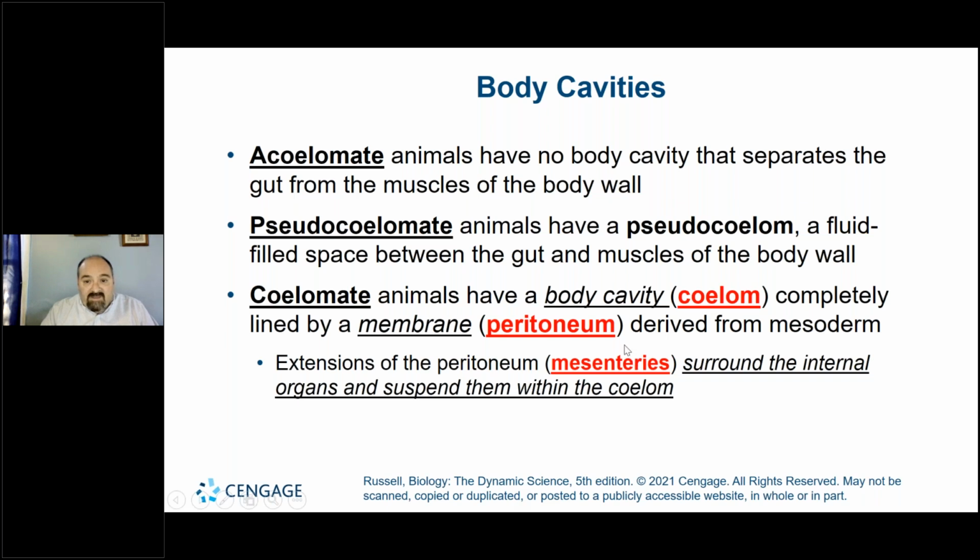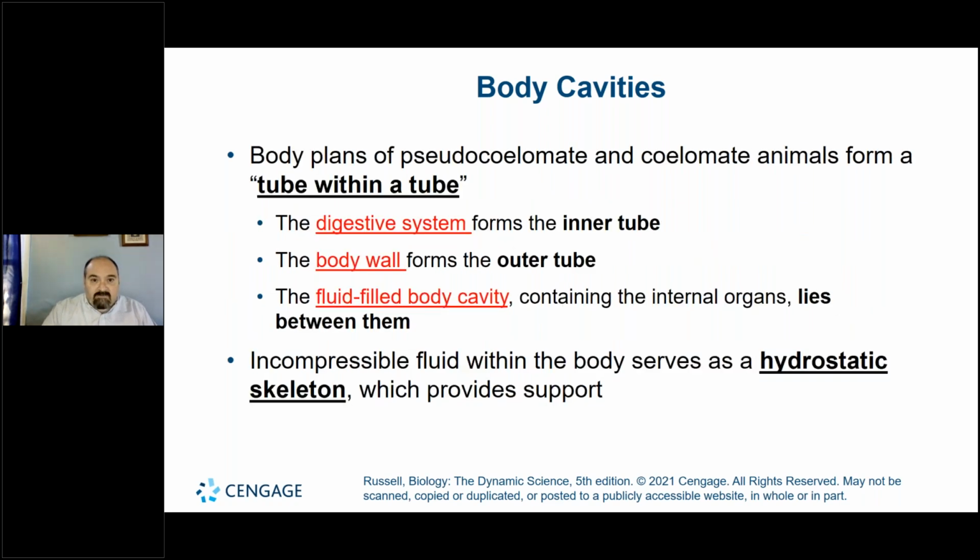So the body cavity is the coelom. So coelomate animals have body cavities, they have the coelom, completely lined by membranes, right? Derived from the mesoderm, that middle germ layer, okay? Extensions of the peritoneum, the mesenteries, surround the internal organs and suspend them within the coelom. And those mesenteries are highly vascular, okay? And this is how we can do this peritoneal dialysis, because there's a lot of vascularity and blood vessels all surrounding the tissues present within the peritoneal cavity.